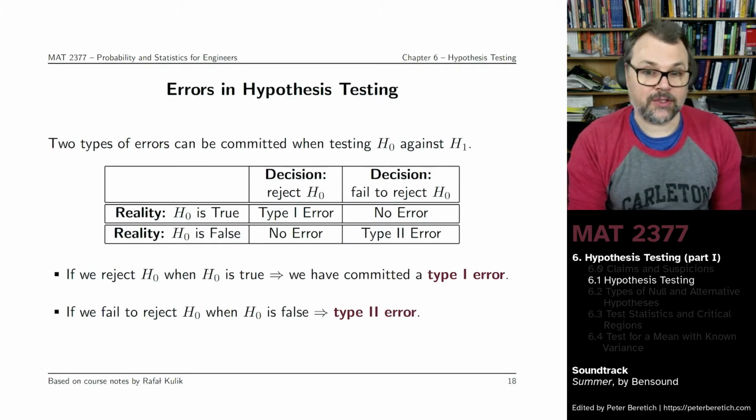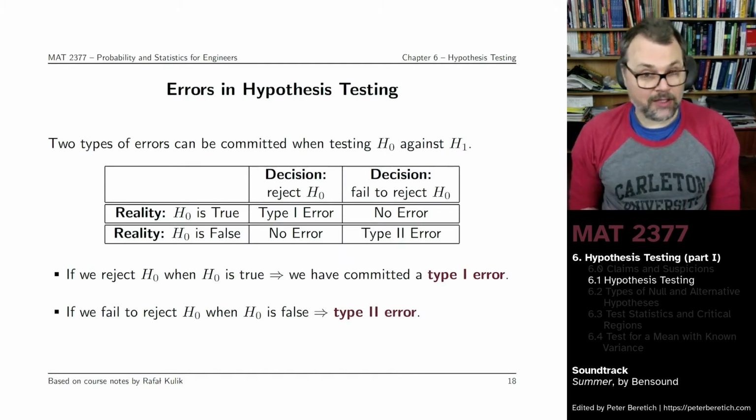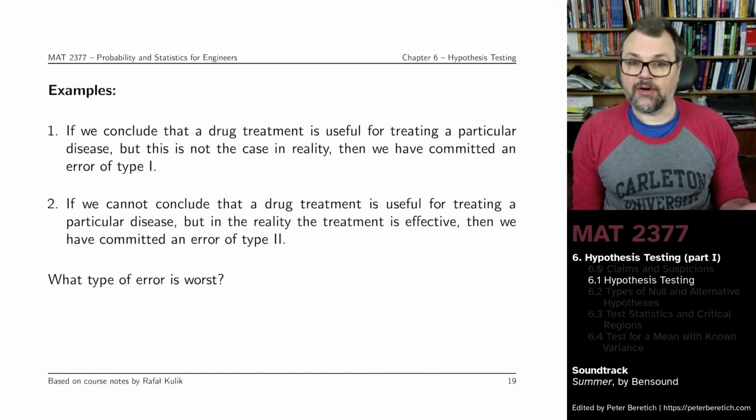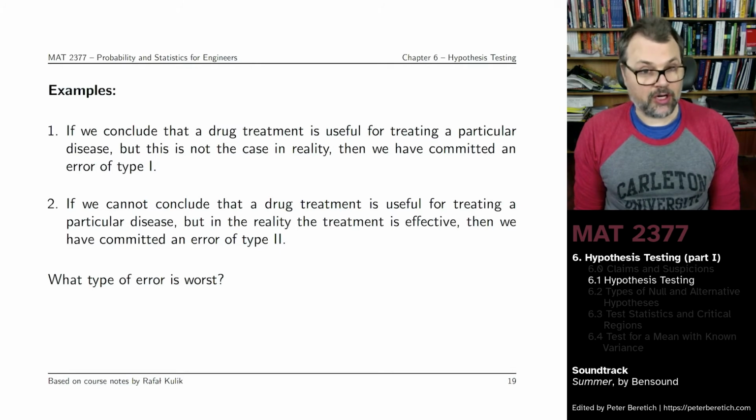If you had decided to reject the null hypothesis, if the evidence was strongly against the null hypothesis, then there are two possibilities again. It could be that in reality the null hypothesis was indeed false, in which case you've committed no error. But it could have been that the null hypothesis is true and then you falsely rejected it. If you reject H0 when H0 is true, you're committing a type 1 error. The first one I described was the type 2 error. If you conclude that a drug treatment is useful for treating a specific disease, but in reality you were wrong, that's not the case, then you've committed an error of type 1.